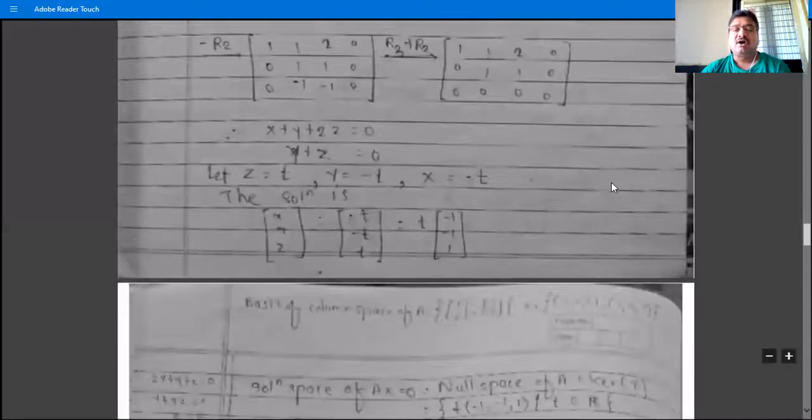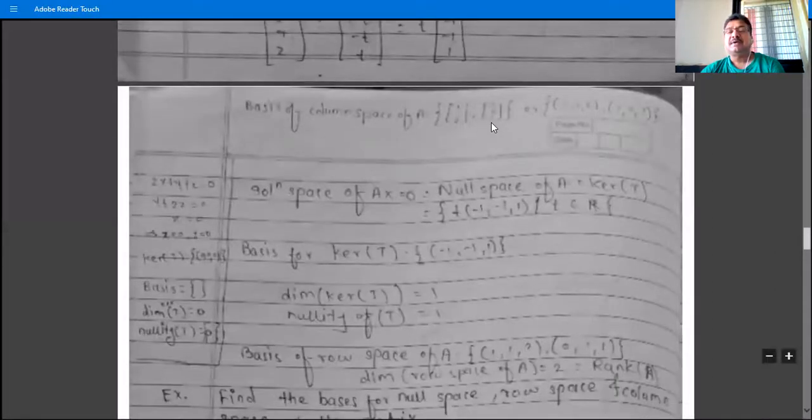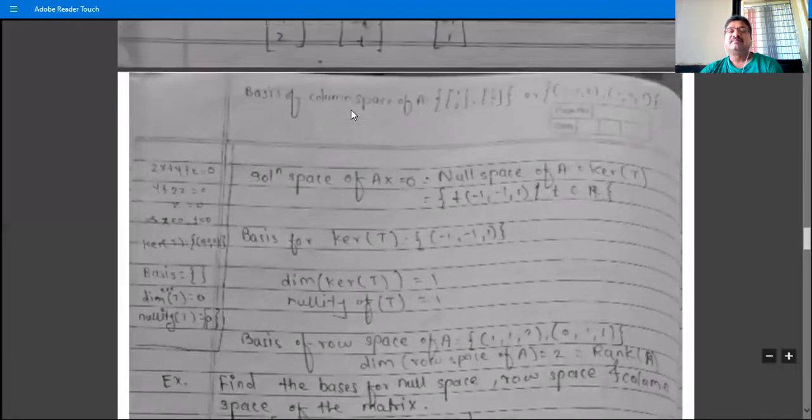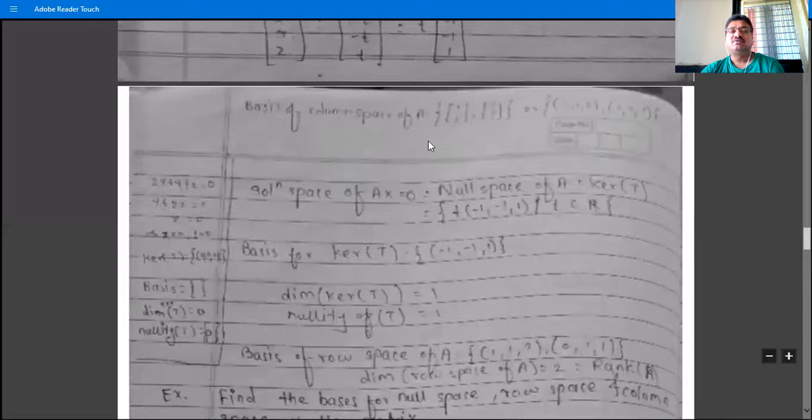So this is the basis for the column space of A, and therefore the basis for R(T), that is the range of T, is this same set. And therefore the dimension of the range of T is 2, and therefore the rank of T is 2.